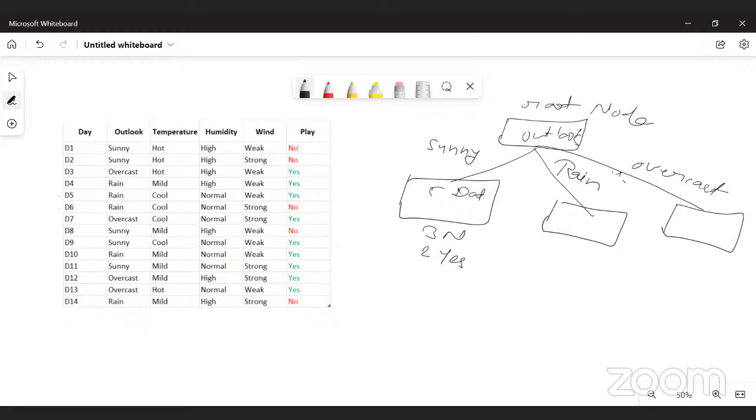D4, D5, D6, 1, 2, 3, 4, 5. Five data points belong here, out of which 2 are no and 3 are yes. And similarly, out of a total of 14, 4 data points belong to the overcast node: 1, 2, 3, 4. All 4 are yes.